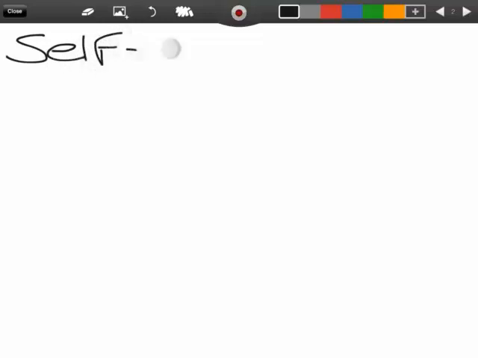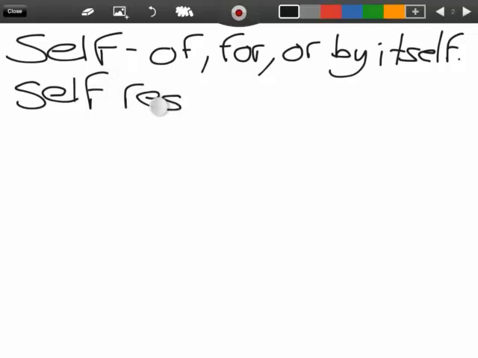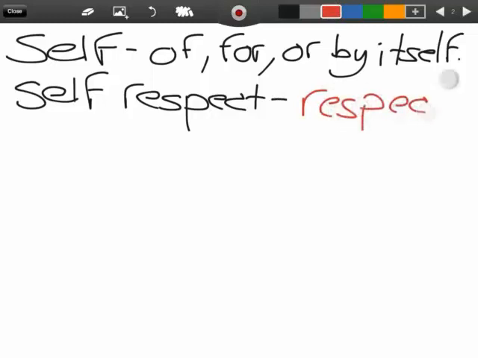And self means of, for, or by itself. I'm going to go ahead and give you an example word. One of them is self-respect. Meaning respect for yourself.